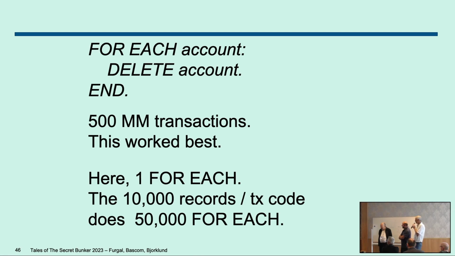So, yeah. The difference is 50,000 for eaches versus one for each that just does it all at once. So why does this work better? Because it's not going back through the index.